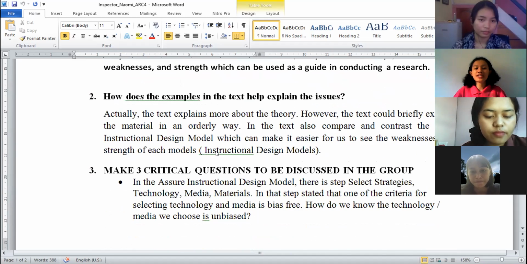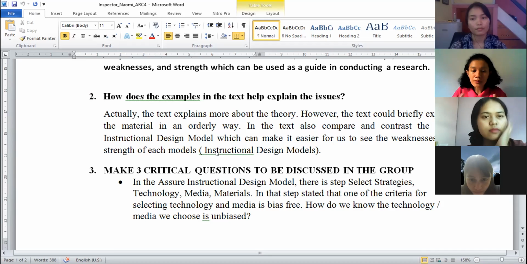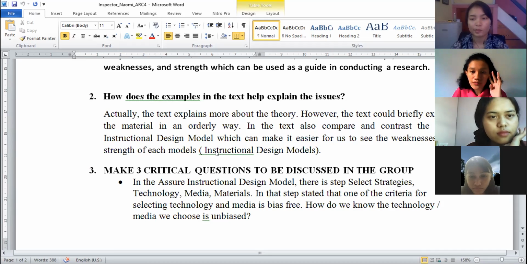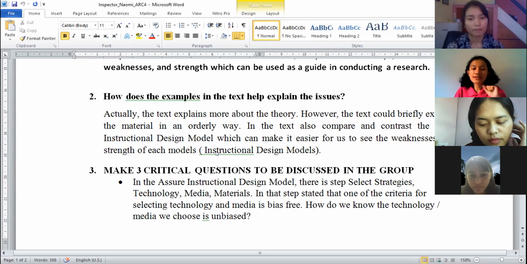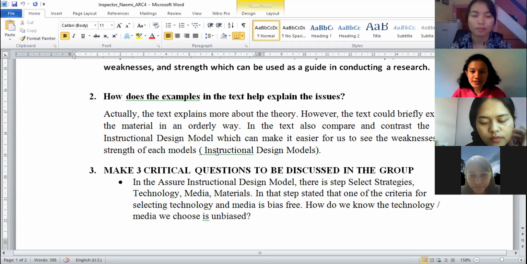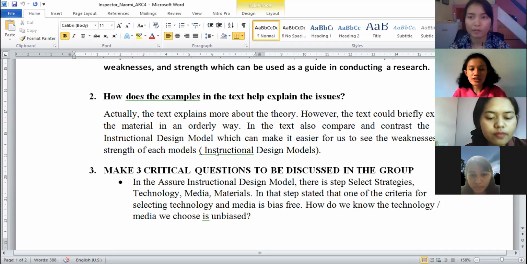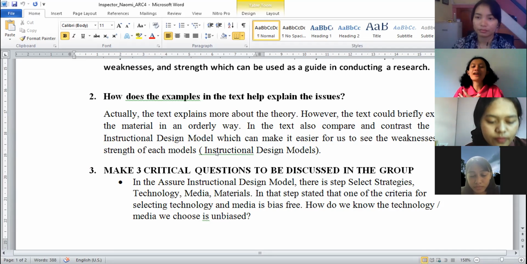And then the second question is, how do the examples in the text help explain the issue? So actually the text explains more about the theory. However, the text could explain briefly, and the text also compares and contrasts the three instructional design models, which makes it easier for us to see the weaknesses and strengths of each model.